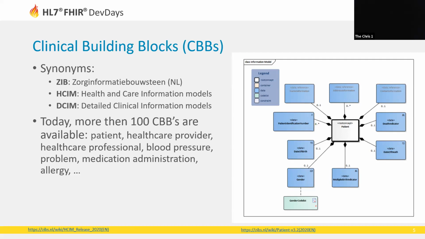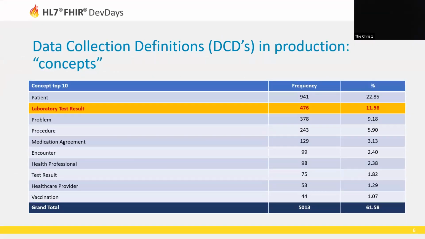So Sciensano knew that was going up, and it took up pace in the Netherlands. So they started out by actually looking at their data collection definitions and trying to map all the concepts to a clinical building block from the Netherlands. And they found that they could easily map 60% of all the concepts to one of those building blocks. And then 10 of those building blocks already cover that 60%.